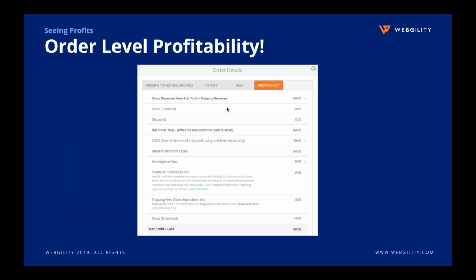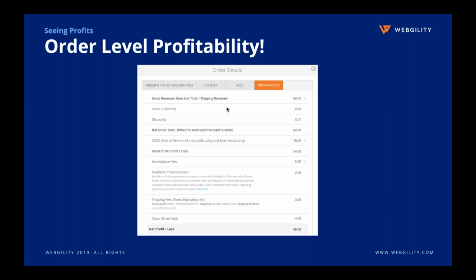And we can focus in here. This is a screenshot from our product WebGility. You can see this at an order level profitability, which the majority of you were interested in. And second was item level profitability, which we can also do. So we have information here. We can see the tabs of the specific order, what the history was of that order. You can see a list of all the fees, but then here is essentially a P&L statement for this order.